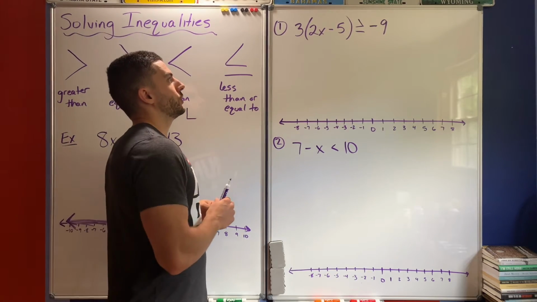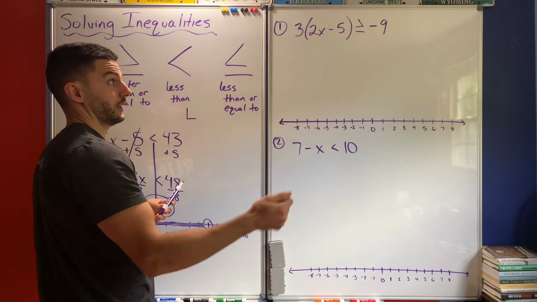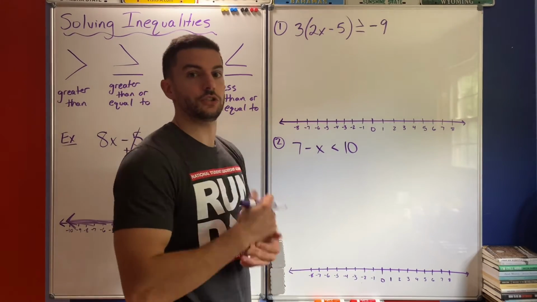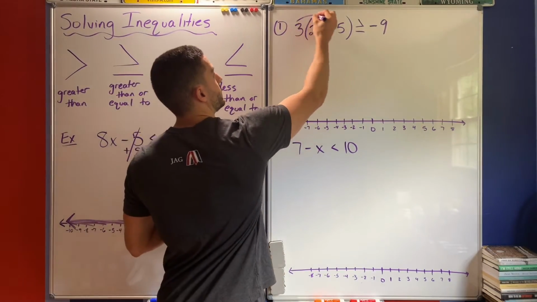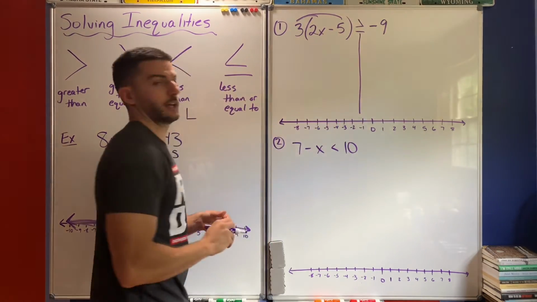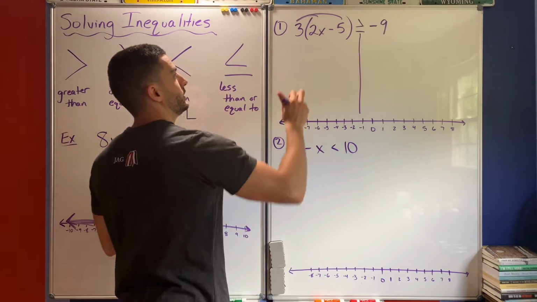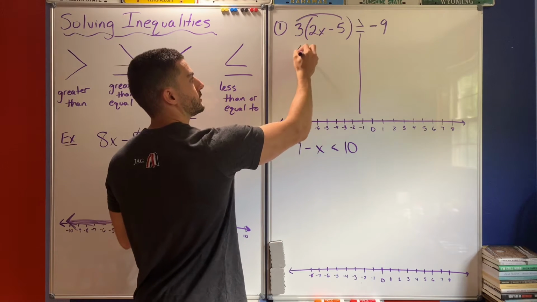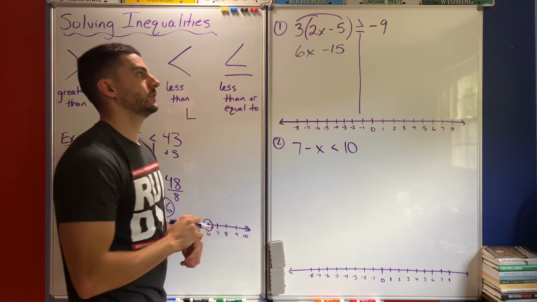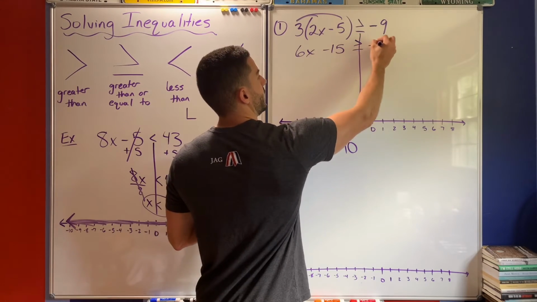So this one: 3 times the group 2x minus 5 is greater than or equal to negative 9. The first thing I'm going to do here is distribute. I'm going to distribute this 3 to just that left side, and again, that inequality sign serves as the barrier between the two sides. If I multiply both of these terms by 3, I get 3 times 2x, 6x, and 3 times negative 5, negative 15. So that left side becomes 6x minus 15 is greater than or equal to negative 9.